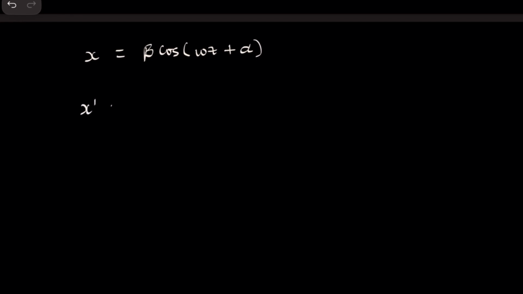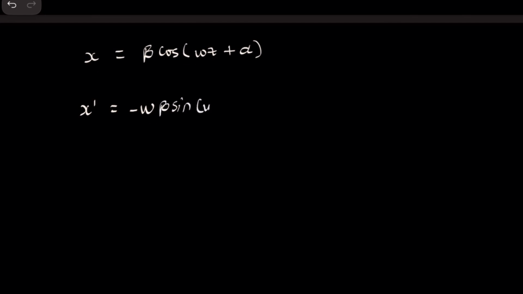So x prime will be giving us, so here we are differentiating with respect to t. So we apply the chain rule. We differentiate what's inside this function. So when you differentiate omega t plus alpha, we are going to have omega, since alpha is a constant, it will go to 0. So that will be omega. Then we now differentiate this entire function. So when you differentiate cosine, you are going to have minus sine. So that will be minus beta sine of omega t plus alpha.